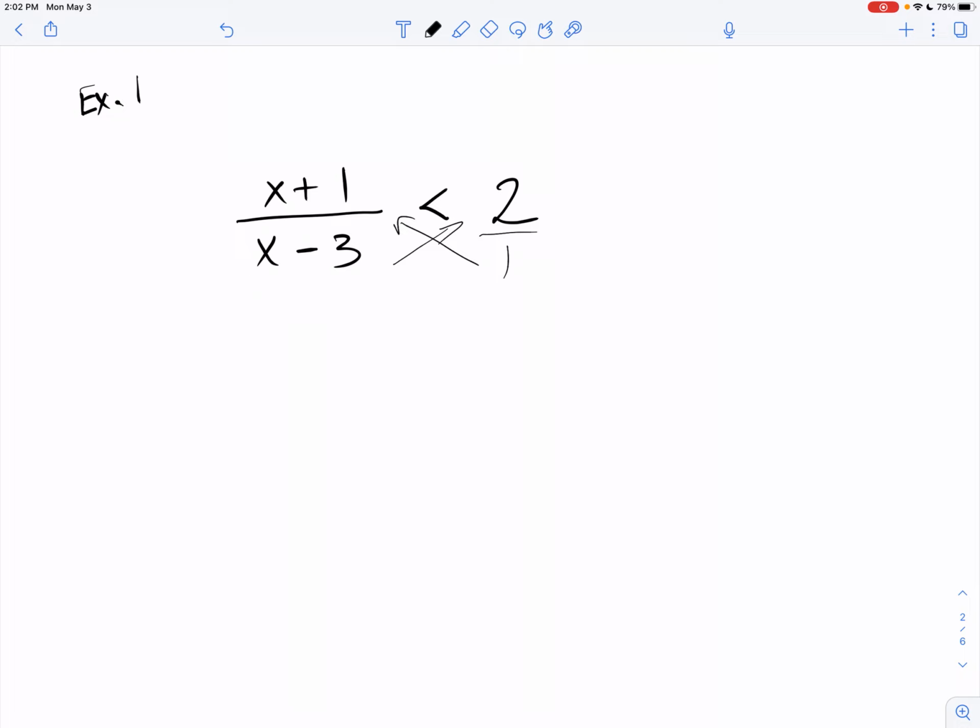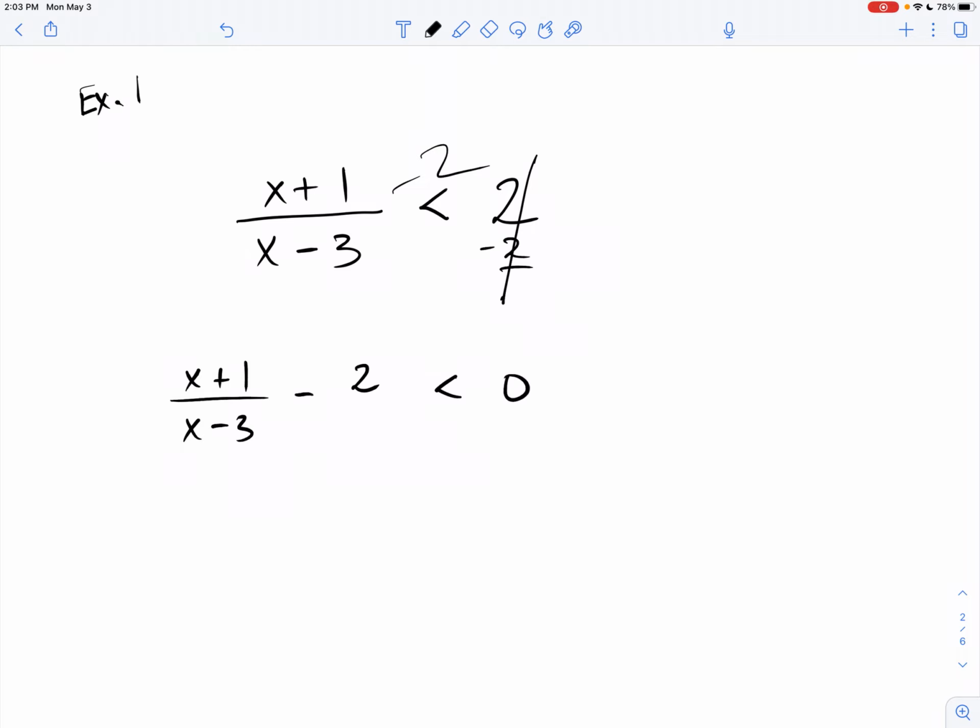So let me get rid of those marks I put in there. But I do know one thing for sure. I am able to add or subtract to both sides of an inequality, and I don't have to worry about flipping the symbol. So here's how we do this. We get everything on one side and 0 on the other. So I'm going to take away the 2 from here, which means I'm going to take away the 2 from this stuff, right? So I end up with x plus 1 over x minus 3 minus 2 is less than 0.